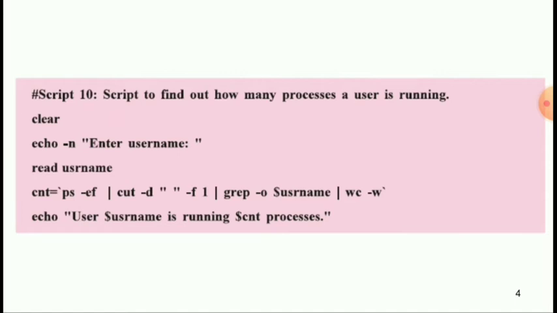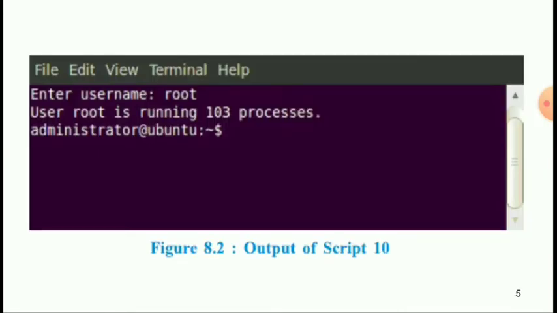Figure 8.2 shows the sample output of the script. So that is the output. Enter the username, that is root, and then it shows user root is running 103 processes. As mentioned earlier, we may remove a process and release some memory space if so required. So that is the output of the scripting.